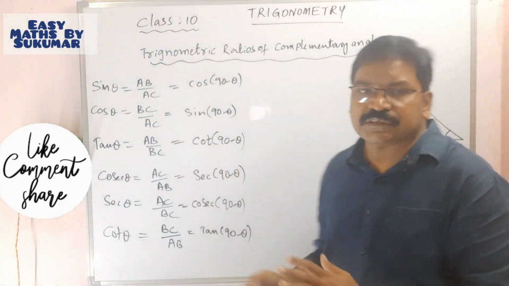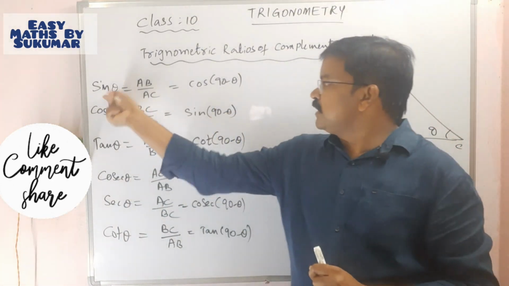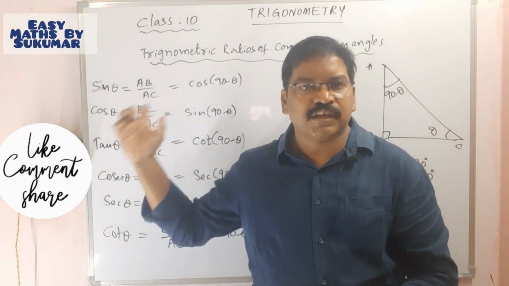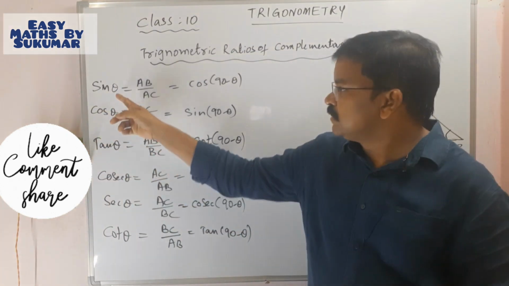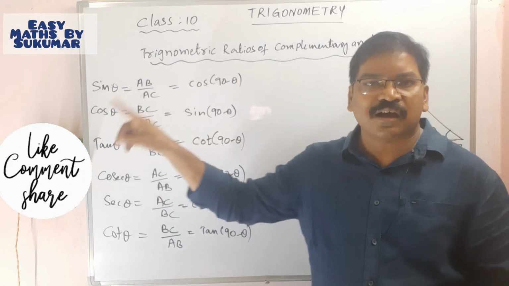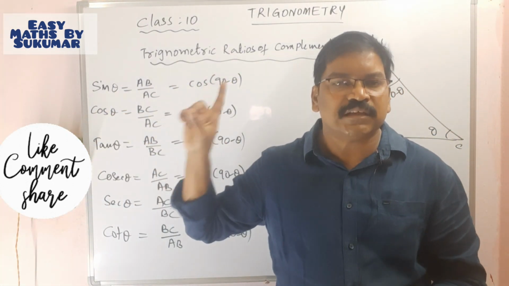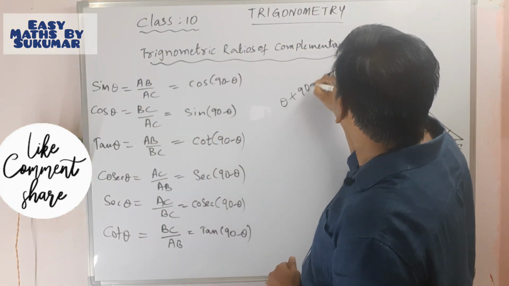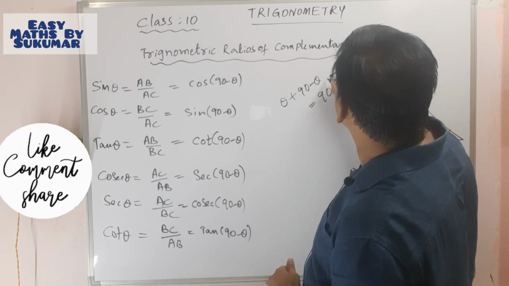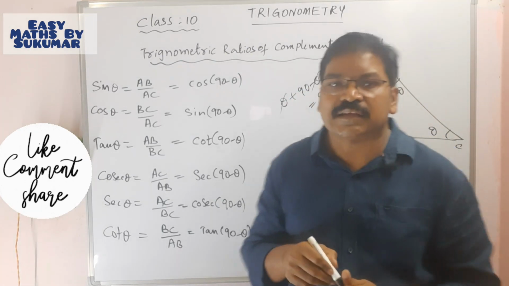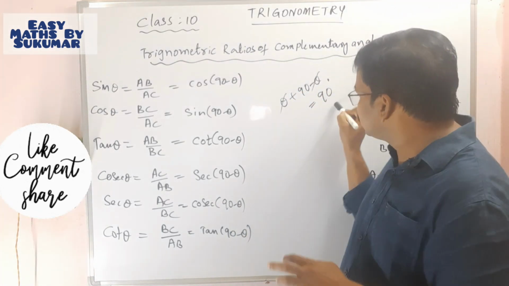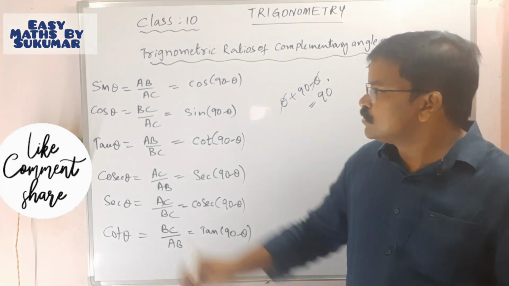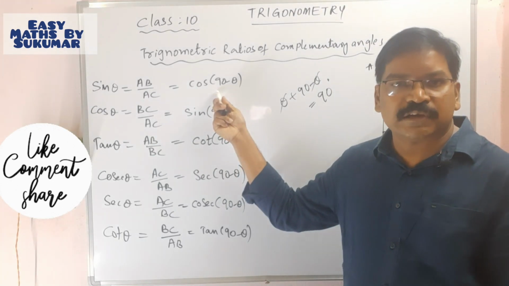See, if you observe here, this sin theta means cos 90 minus theta. This sin theta is equal to cos 90 minus theta. Theta and 90 minus theta are complementary angles. Why are they complementary? The sum of these two angles is 90 degrees, minus theta plus theta get cancelled. So this is equal to 90 degrees. They are called complementary angles.